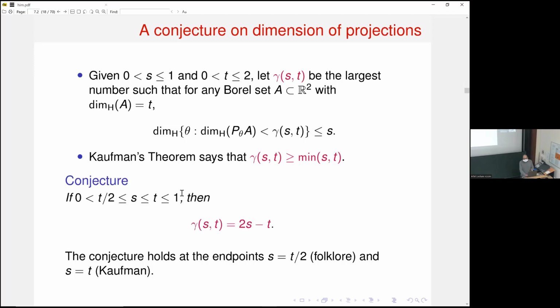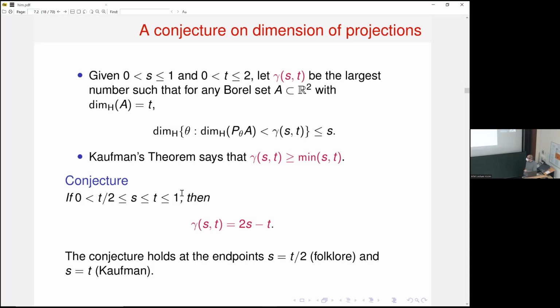Okay, so there is a conjecture which is very, very hard. If you are not familiar with this area, you will not see why this is very hard, but believe me, it is very, very hard. So the conjecture is that this is 2s minus t.